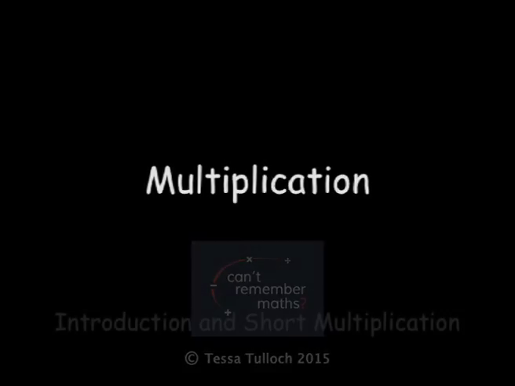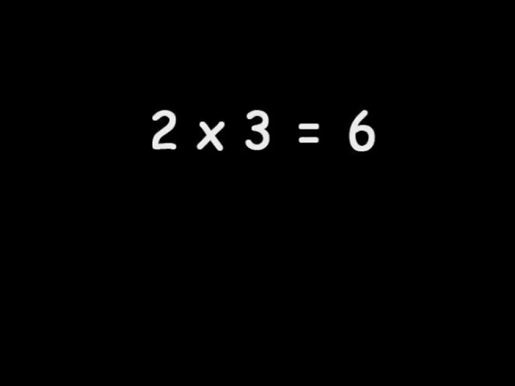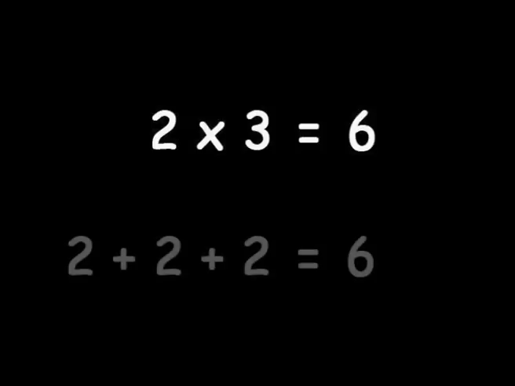Multiplication. Introduction and short multiplication. Multiplication is shown by the times sign. It's really a way of doing repeated addition. So 2 multiplied by 3 is the same as 2 written down 3 times and the 2's added together. 2 plus 2 plus 2 equals 6.